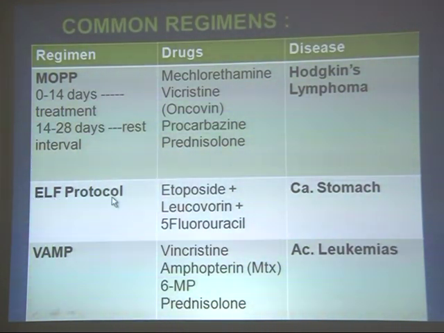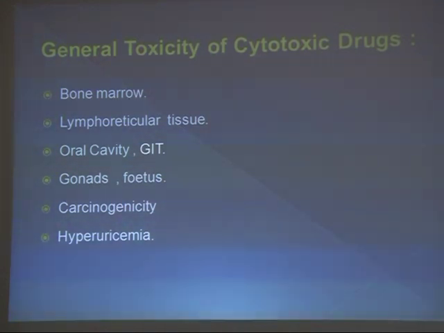Then we have the ELF protocol. These are just examples that we are taking. E stands for etoposide, then leucovorin and 5-fluorouracil. This is used for carcinoma stomach. VAMP regime, that is vincristine, amethopterin, that is methotrexate, 6-mercaptopurine and prednisolone, which is used for acute leukemias. So these are just examples, to sensitize you that like tuberculosis, we have regimes for the treatment of cancers.